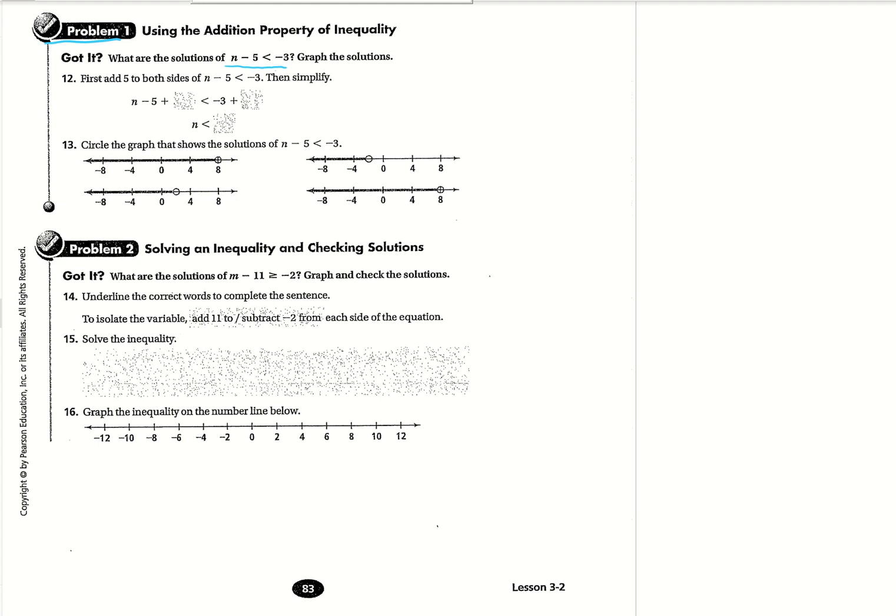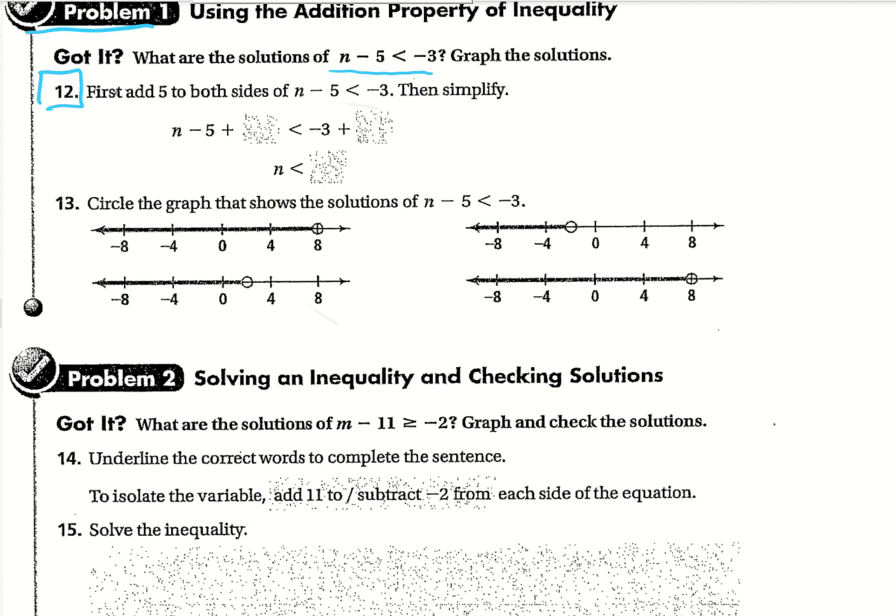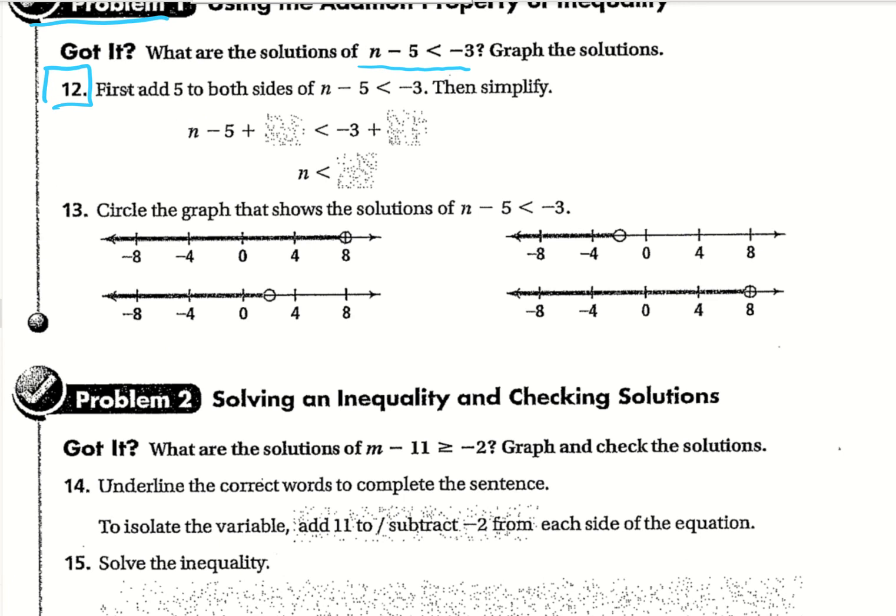So the first thing we're going to do, this is number 12 here. For n minus 5 is less than negative 3, the first thing you need to do is add 5 to both sides, right? Because we have a negative 5 right here. So you're going to add 5 to both sides in order to make that cancel. So if we do plus 5 and plus 5, this one cancels.